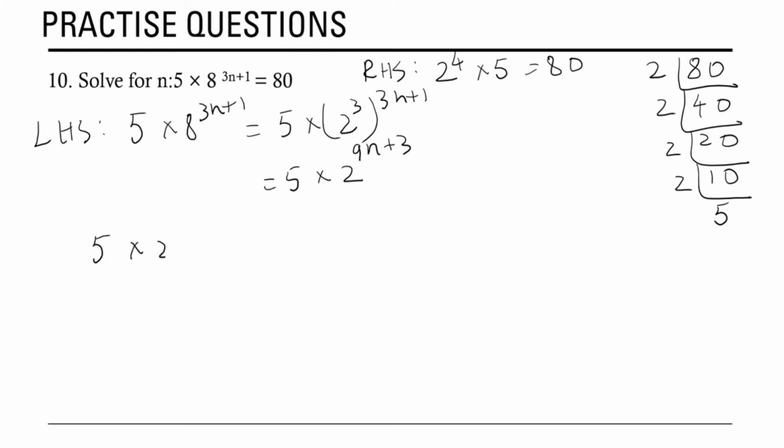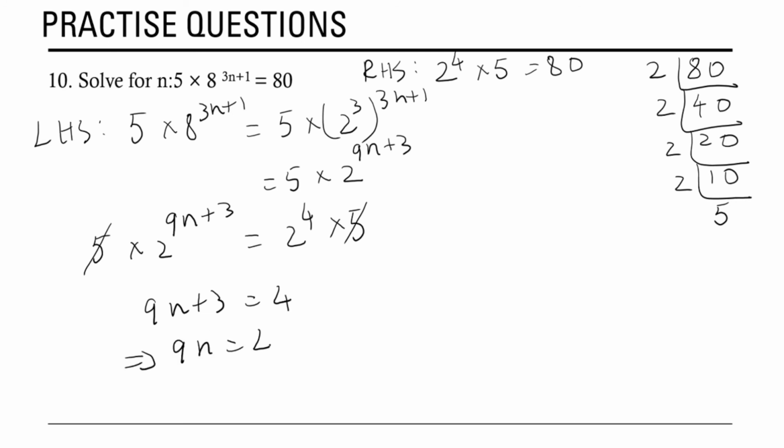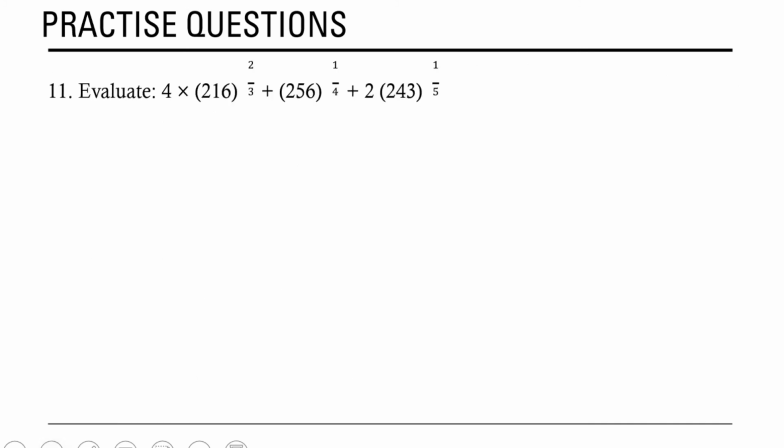It is given that left hand side and right hand side are equal. So 5 into 2 raised to 9n plus 3 is equal to 2 raised to 4 into 5. I can cancel out this 5 and this 5 and I am equating 9n plus 3 and 4. So this implies 9n is equal to 4 minus 3. So 9n is equal to 1, which implies n is equal to 1 by 9. So we have found the value of n using the given equation.